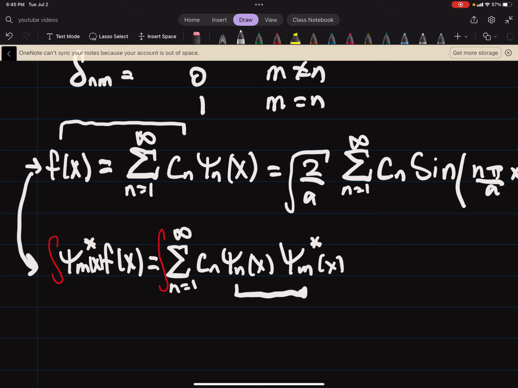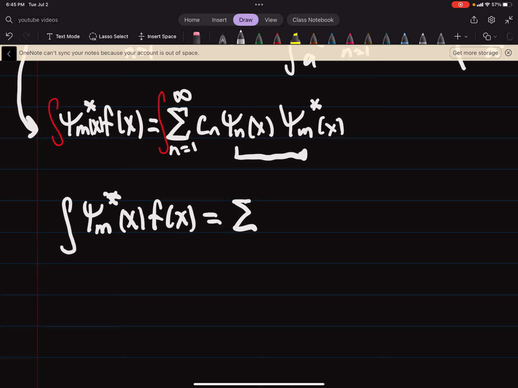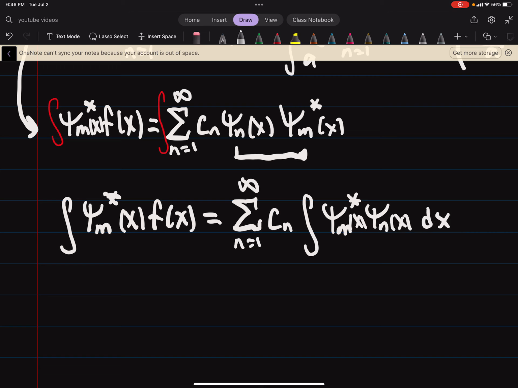So first off, this property. We're going to rewrite this just a little bit, but hopefully you can see what we're getting. The integral of this state times any function that we imagine, we'll see what that function is here in a little bit, is equal to, the summation can come outside of the integral, so this is just linearity. C sub n is not a function of x, so that can come out no problem. And then we have psi sub m star, psi sub n, they're both functions of x, dx. But we just said that this is the Kronecker delta.